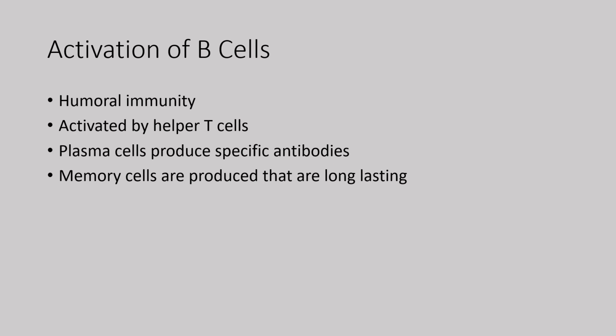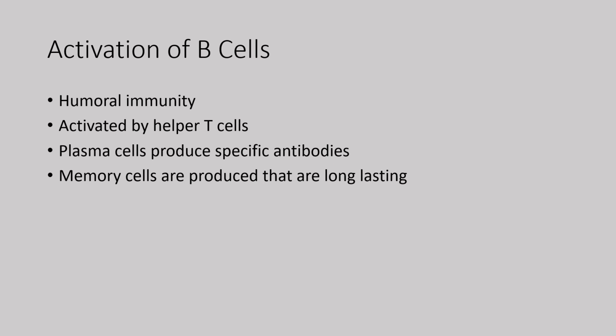As I said, the helper T cells are also activating your B cells, which is part of the humoral immunity. The B cells, in turn, once they have been activated, are going to trigger the plasma cells, which are a specialized type of B cell, to produce antibodies against that specific epitope. So in this case, the red ball.